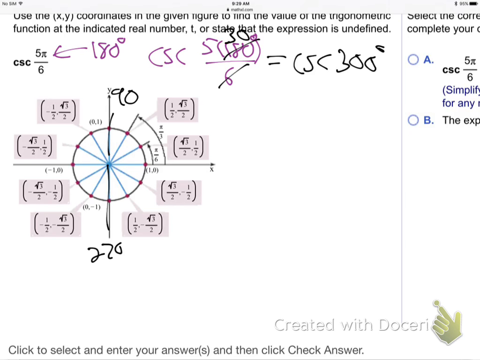Oh yeah, what am I doing? I'm the math teacher here, but clearly I'm having some trouble. 3, 5, 3, 150, yeah. That was funny. All right, cosecant of 150 degrees. Thank you. It's not 300.